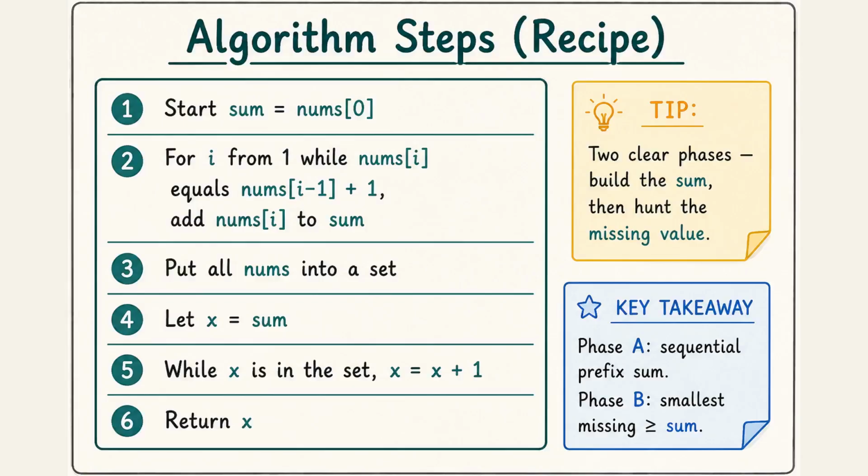Here is the recipe. Step 1. Set sum equal to nums at 0. Step 2. Walk forward while each next number equals the previous plus 1 and keep adding to sum. Step 3. Put all numbers into a set. Step 4. Let x equal sum. Step 5. While x is in the set, add 1 to x. Step 6. Return x. 2 clear phases: build the prefix sum, then hunt the missing value.